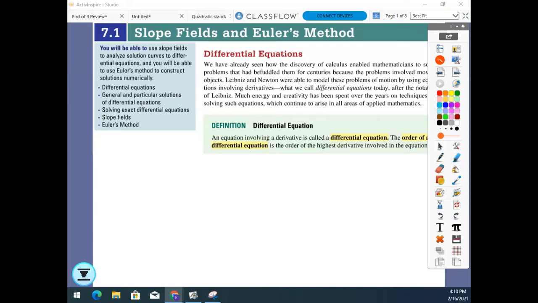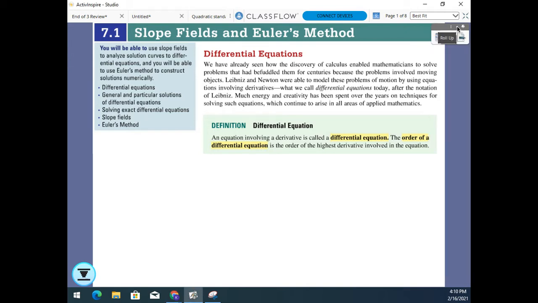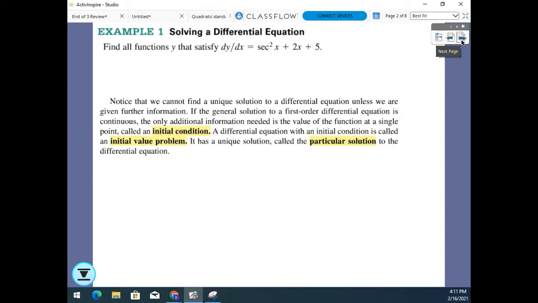So we're just really going to expand on the whole concept of antiderivatives. If we look at this definition, a differential equation is just an equation involving a derivative. And the order is just the highest derivative involved in the equation.